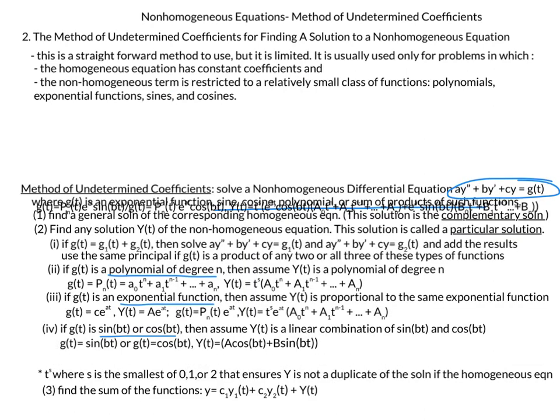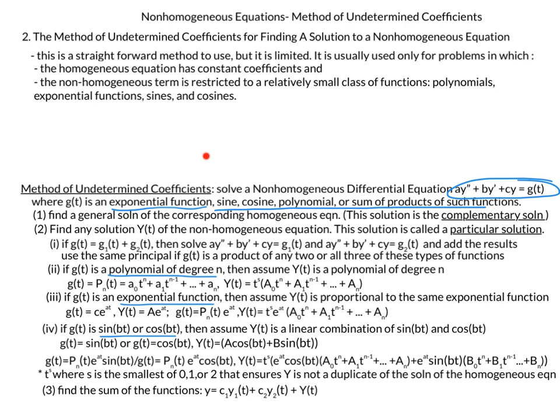And these two restrictions are captured in my summary of the method of undetermined coefficients. One, here I show that we're talking about equations with constant coefficients, and then two, we're talking about where g of t is an exponential function or a sine, cosine, or polynomial, or sums or products of such functions. And then we have the polynomial, the exponential, the sine or cosine.